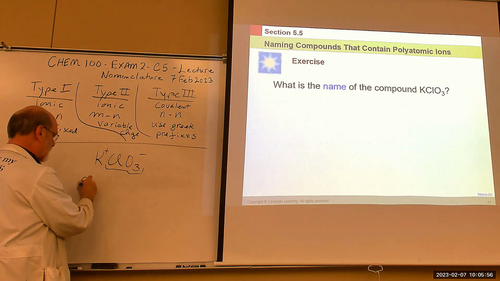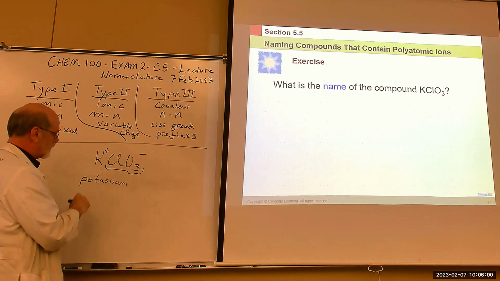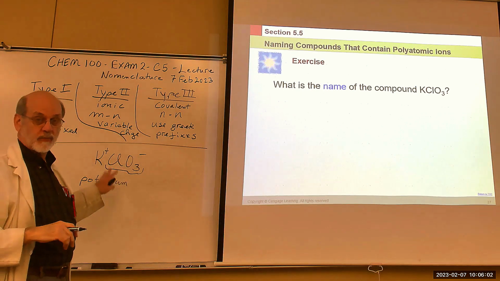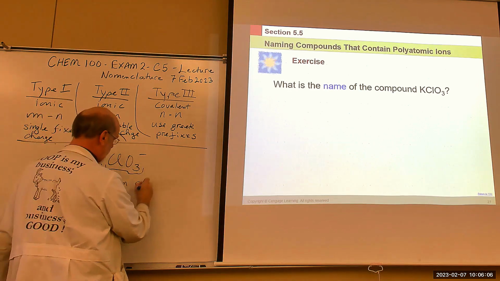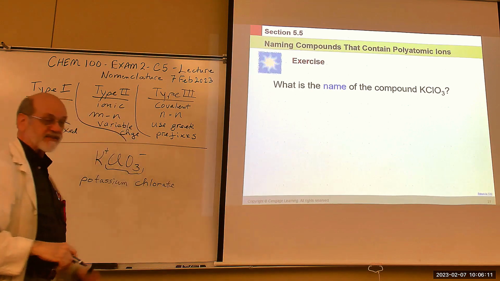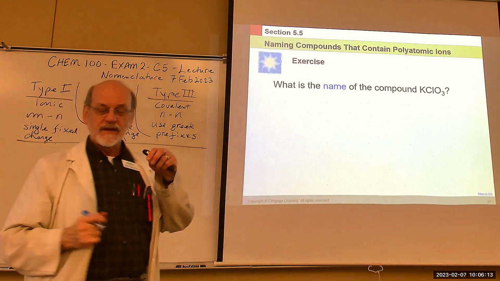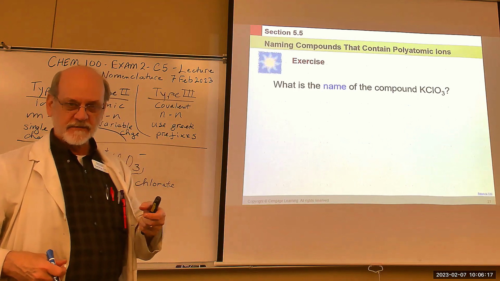So we know that we can write potassium, and we don't have to say the charge at all. It's a type 1. But now we need what's the name of that? And it turns out it's chlorate. So potassium chlorate is an unambiguous and non-redundant name for that formula.